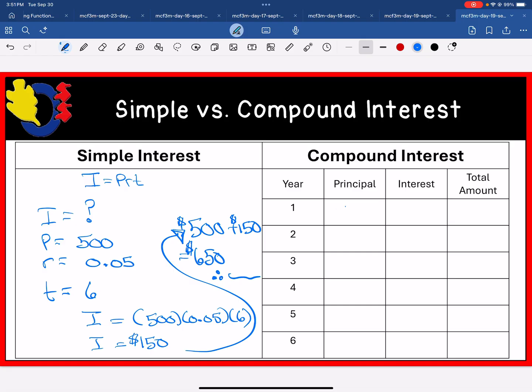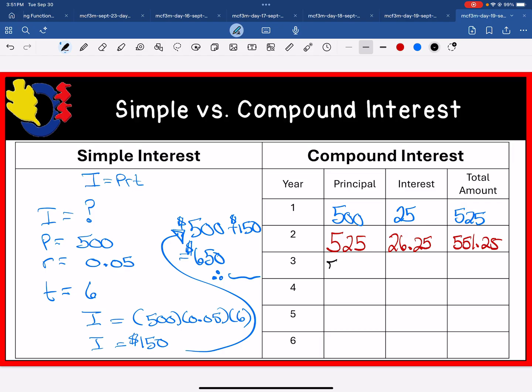Okay, so next we're going to look at this little table here. In year one, the principal is 500. Our interest, so if I plug in 500 times 0.05 times 1, we're going to get $25. Okay, so that total amount now is 500 plus 25 for $525. Okay, next, that 525 is going to go in as the principal for year two. So 525 times 0.05 times 1 is 26.25. Then we get 551.25.